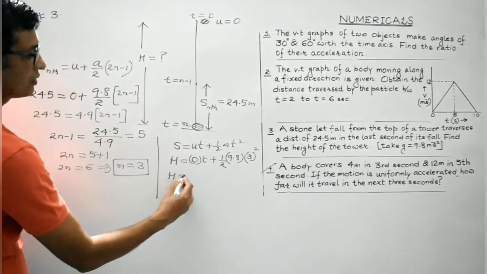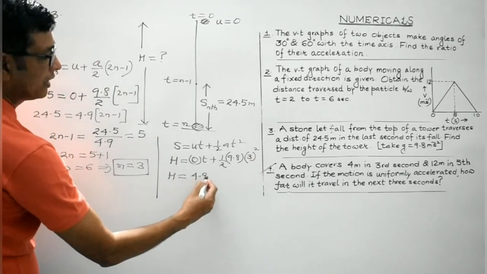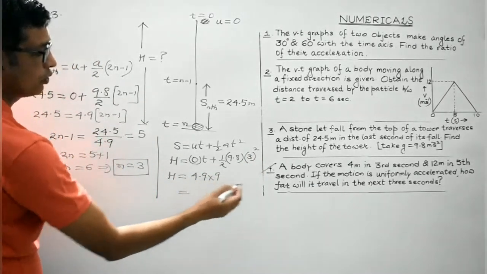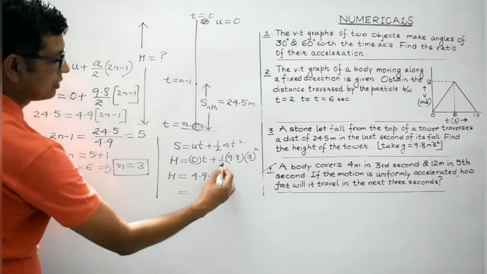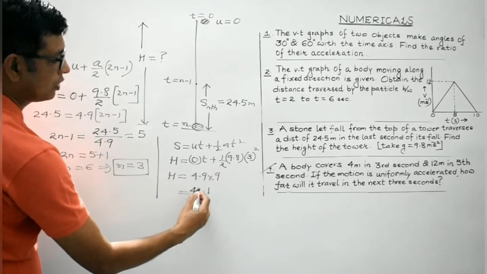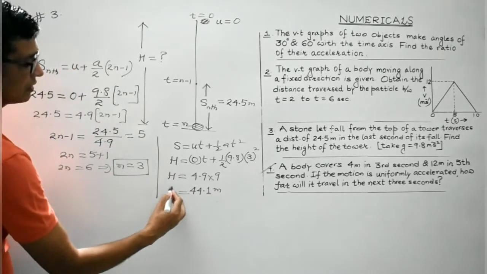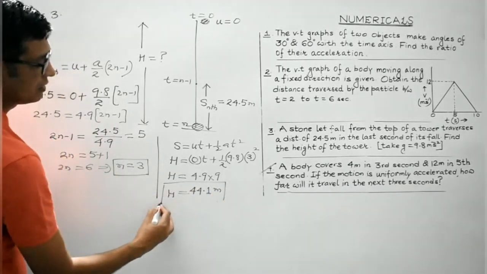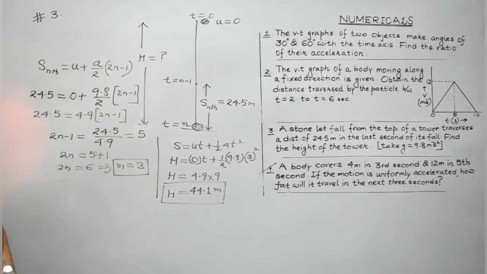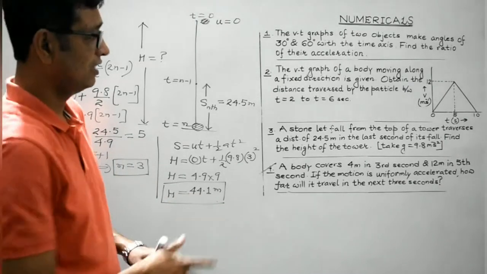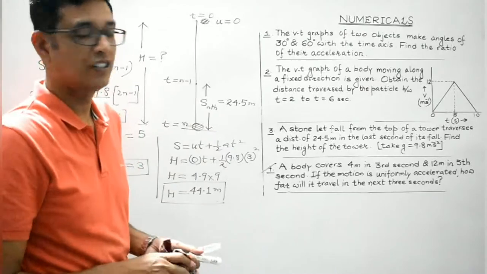So what you get is 4.9 multiplied by 9. So it will give us 44.1 meter. So this is the answer, students. This is the height of the tower. Right, students? Again, a very, very interesting question, isn't it?